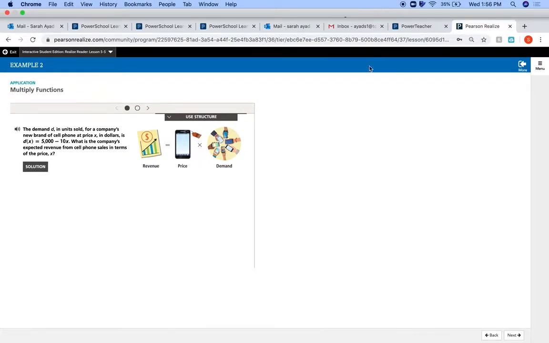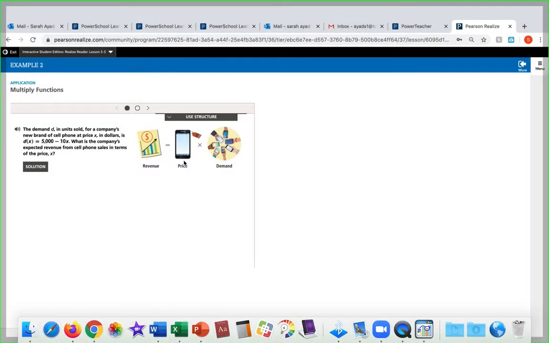So here, like we said, revenue is equal to price times demand. So if I want to find the revenue, we have the price. Well, what's the price of each cell phone? In this case, it's X. What's the demand of each cell phone? In this case, it's 5,000 minus 10X. So we want to multiply the price times the demand to get the revenue. So we have X times 5,000 minus 10X.